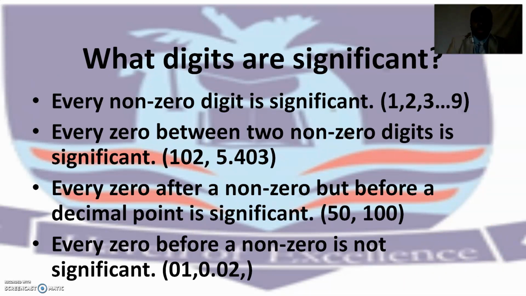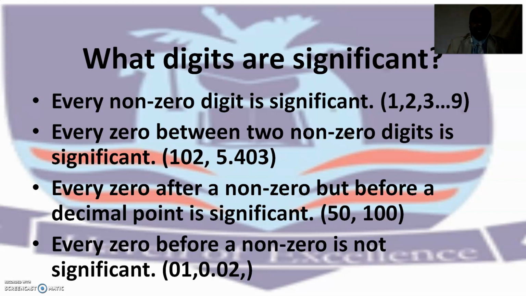First of all, we should note that every non-zero digit is significant. So wherever you see 1, 2, 3, 4, 5, 6, 7, 8, or 9, they are all significant. And that means only 0 can be insignificant in a number. Now, insignificant and non-important don't mean the same thing in this context. Next, we need to note that every 0 between two non-zero digits is significant. So when you have a number such as 102, the 0 in between is significant. In 5.403, that 0 is also significant and should be considered when counting.